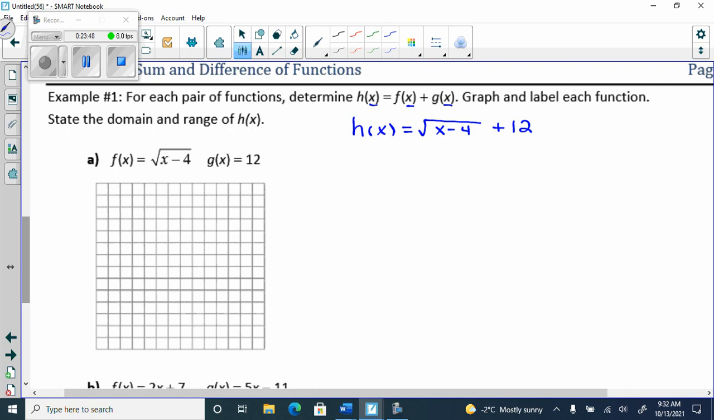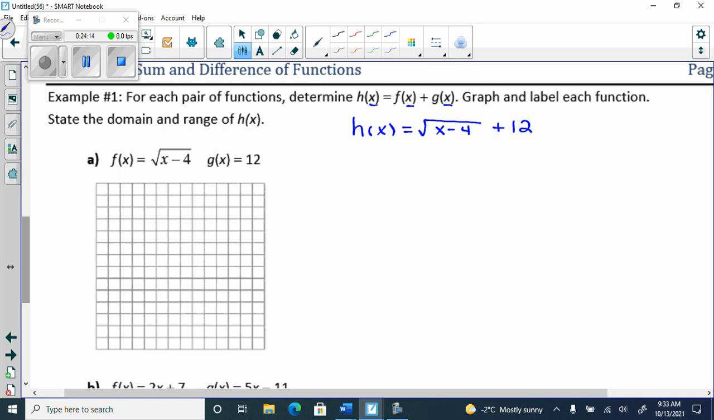So, what is this? It's a radical function and it's been moved what? 12 up. Yes. And 4 to the right. 12 up and 4 to the right. Okay. So we know that we need to have it starting at 4 and 12. We agree? Yeah? Do you remember that?